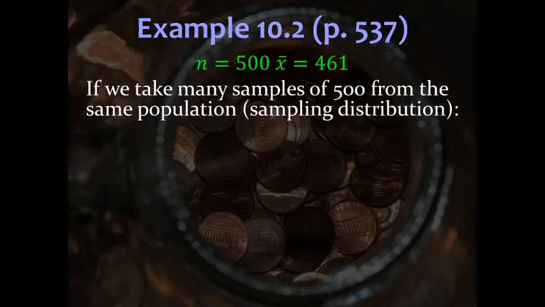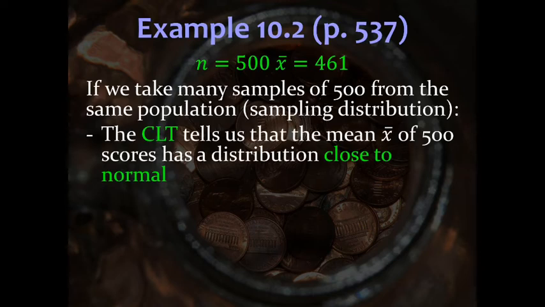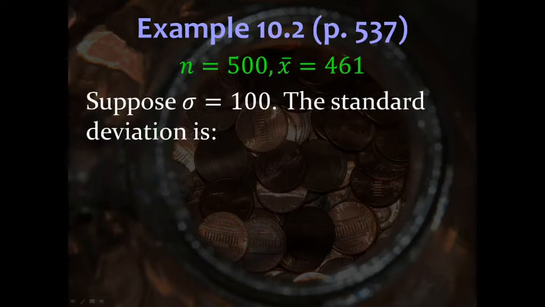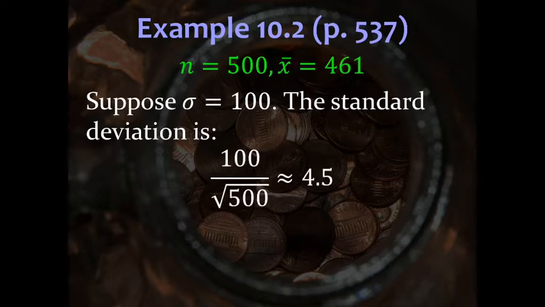Well, we learned from the last chapter that if you take many samples of 500 from the same population, that would be a sampling distribution. CLT allows us to approximate normality for the distribution of X bars. That's because the sample size of 500 is well above 30. We also know that the mean of this distribution is mu, and the standard deviation is sigma over the square root of 500, and we can use that because of the 10% condition. Okay? So let's now suppose that the standard deviation is 100. So our standard deviation for this distribution is 100 over the square root of 500, so about 4.5 points.